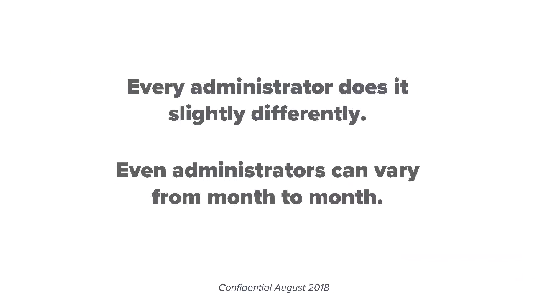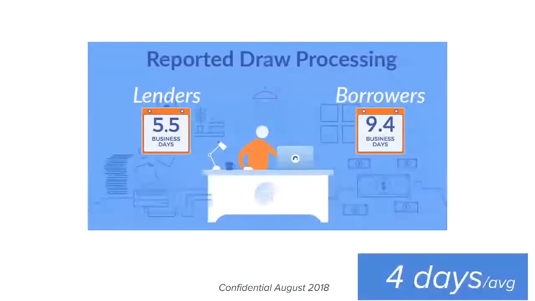And this ties into what we see as the biggest frustration with borrowers: there's a discrepancy in the time that it takes for a draw to be processed. So if I'm the borrower and I send over my draw request, I believe on average it takes about 10 days for it to get returned. If I'm a lender, I say it takes about 6 days.